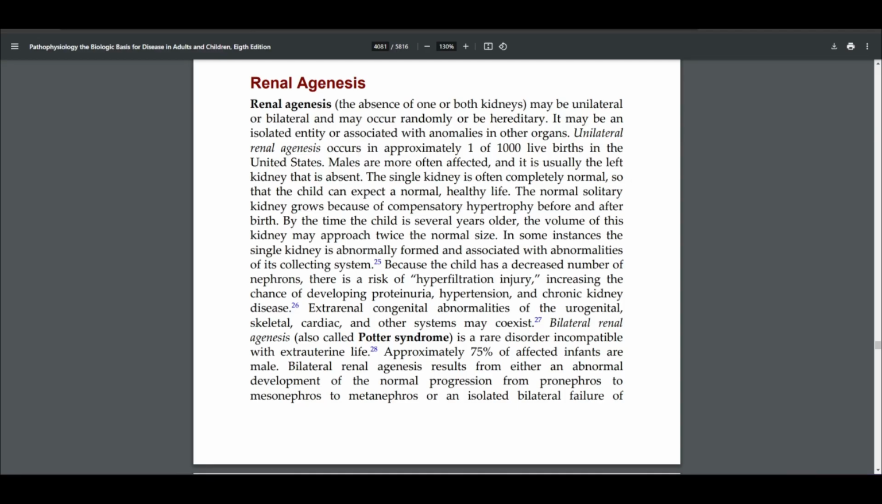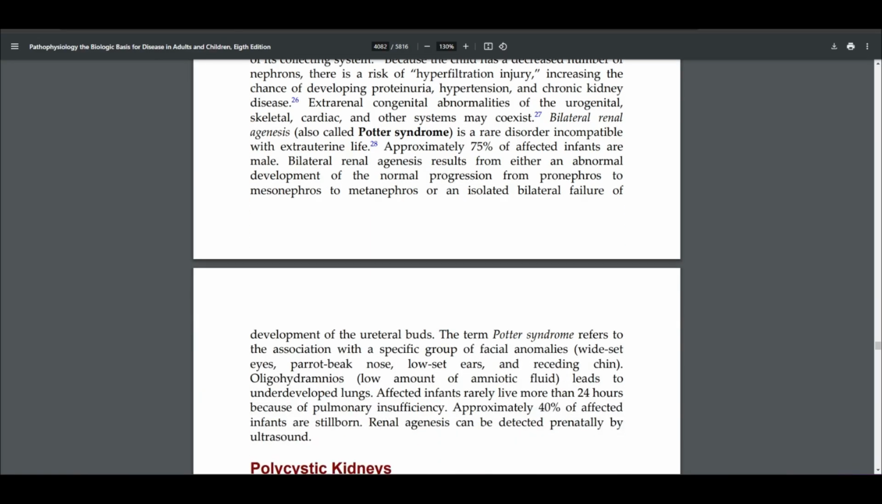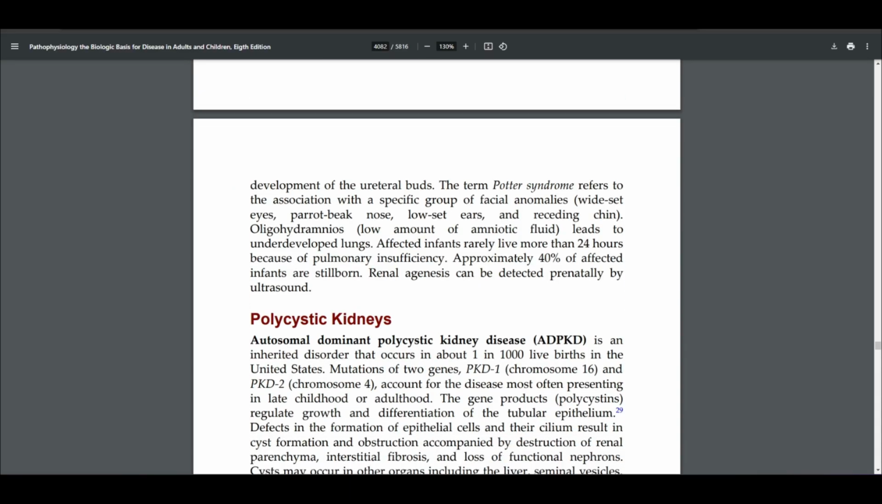Bilateral renal agenesis, also called Potter syndrome, is a rare disorder incompatible with extrauterine life. Approximately 75% of the affected infants are male. Bilateral renal agenesis results from either an abnormal development of the normal progression from pronephros to mesonephros to metanephros, or an isolated bilateral failure of development of the ureteral buds.